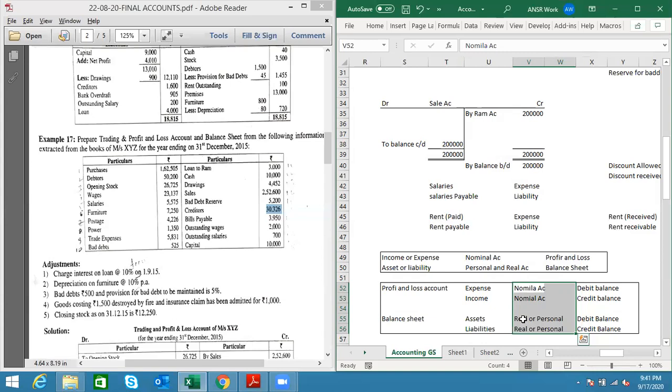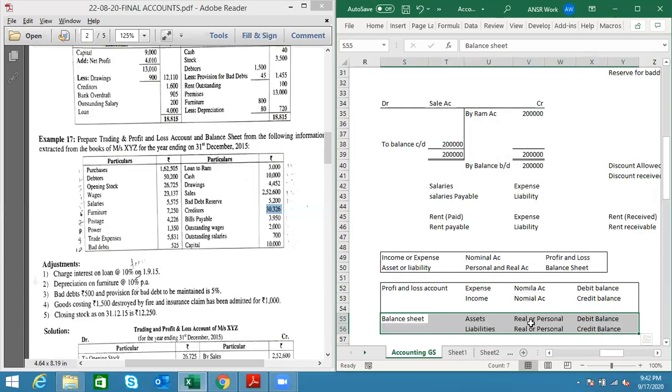If I can feel and touch an object, then it's a real account. Otherwise, if I'm not able to feel or touch, then it's a nominal account, like depreciation or salary. Creditors here are persons, right? So definitely it's a balance sheet item because real or personal account will be balance sheet.